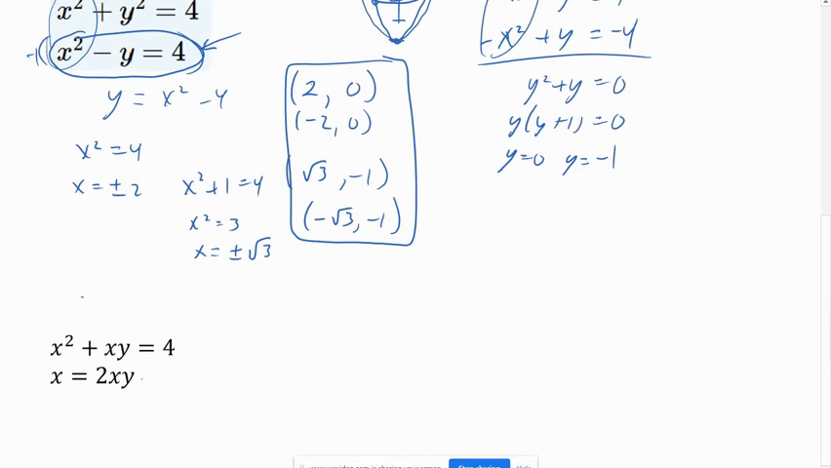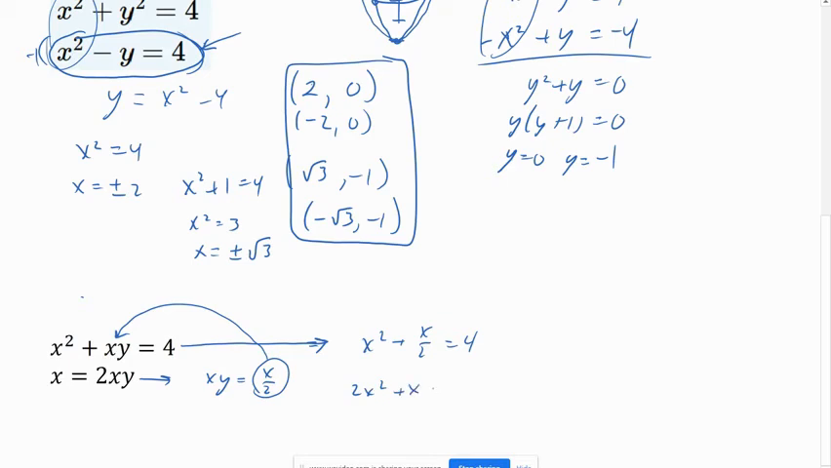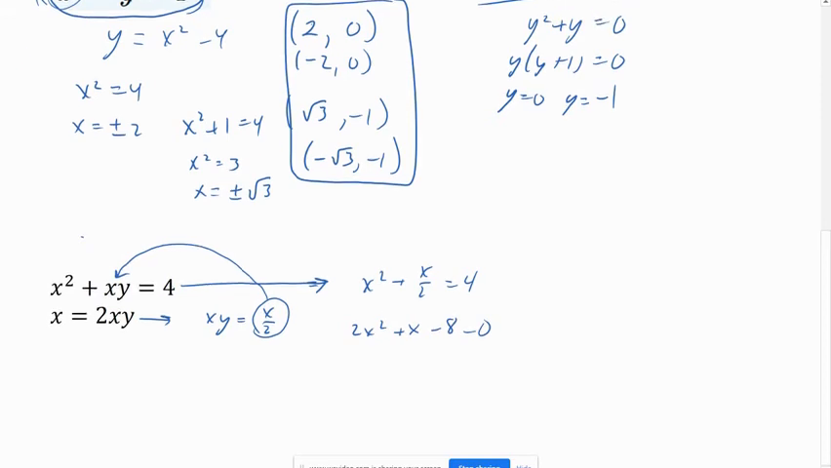Okay, so in this expression here, I can divide both sides by 2 and get xy is equal to x divided by 2. And so then I can substitute this expression in place of xy, because that's what xy is equal to. So then this equation here becomes x squared plus x over 2 equals 4, which, if I multiply everything by 2, becomes 2x squared plus x minus 8 equals 0, because I had to multiply everything by 2. And so now I have an equation that I can solve.